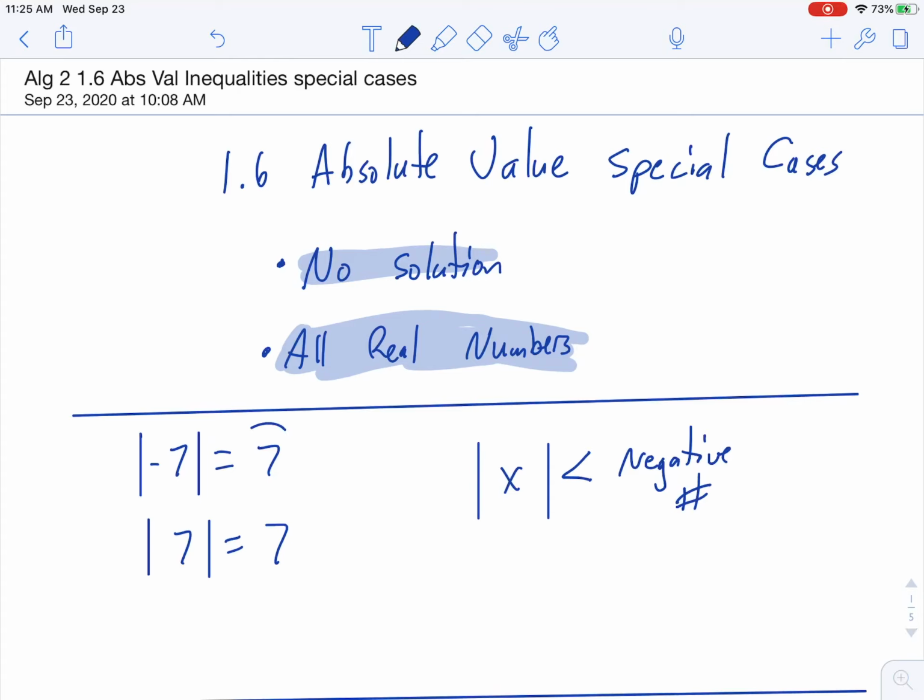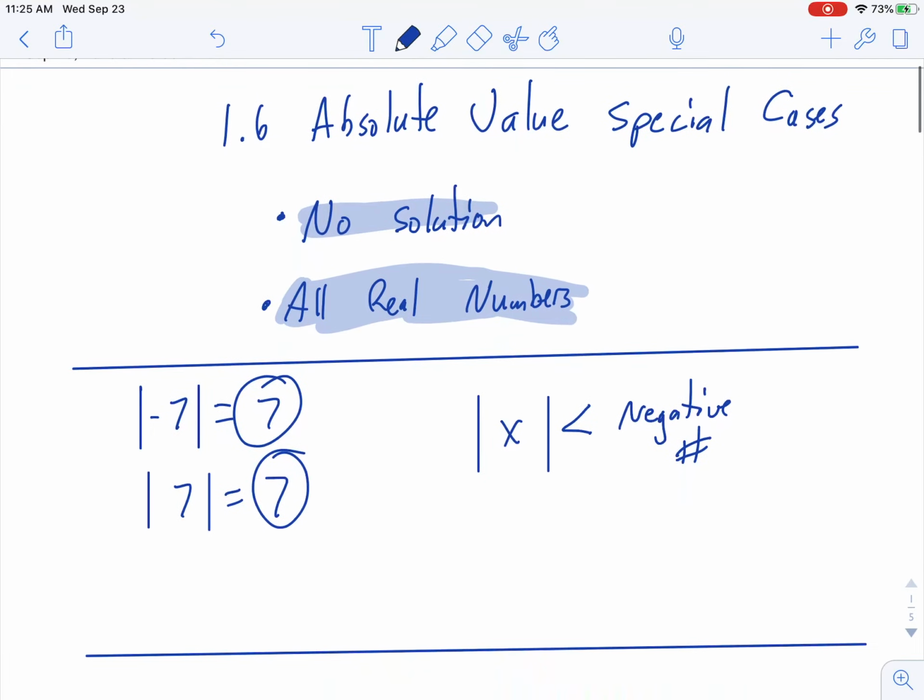Well, no. Absolute values turn things positive. So if I say the absolute value of a variable is less than a negative number, I am presenting you with an impossible scenario. It cannot possibly happen.